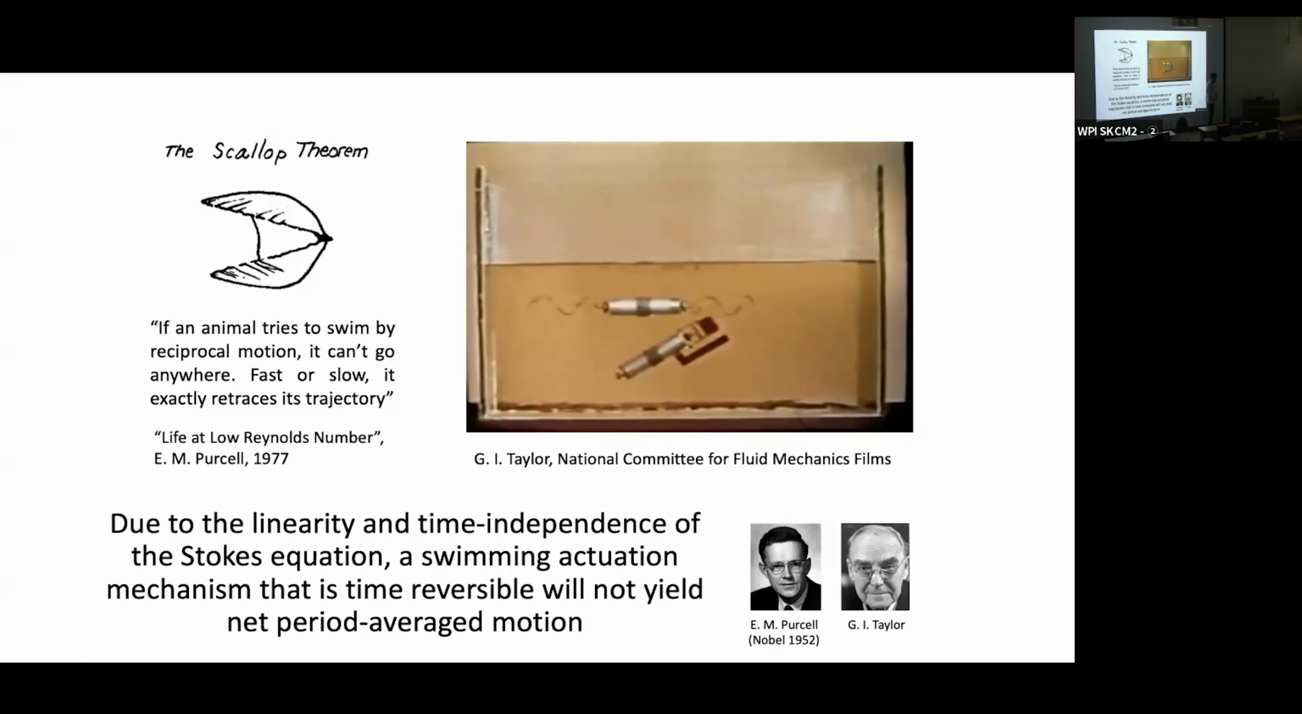So if you're in this field, you've heard about the no scallop theorem, a very famous theorem that a swimmer with a time reversible actuation can't go anywhere at low Reynolds number, in very viscous fluids, or if it's very small. This scallop theorem was worked out by Purcell. He has a very nice article I encourage you to look up, Life at Low Reynolds Number from 1977.